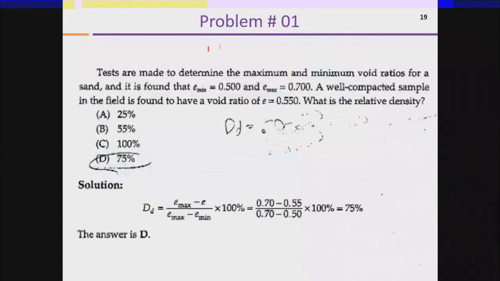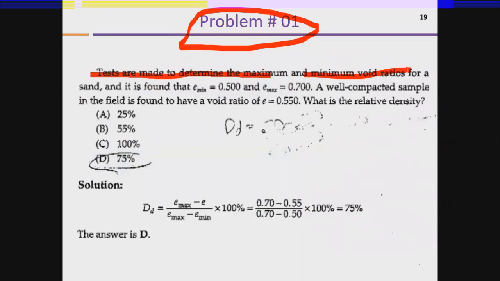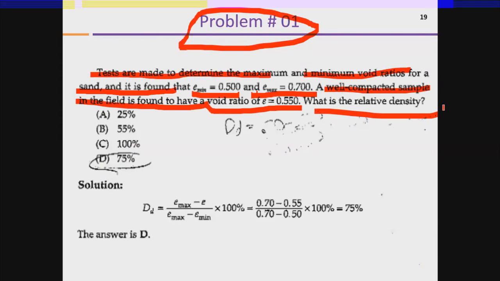Okay, sir. Let us solve different numerical problems. Tests are made to determine the maximum and minimum void ratio for a sand, and it is found that E minimum is 0.5, E maximum is 0.7. A well compacted sample in the field is found to have a void ratio E equal to 0.55. What is the relative density? We have 4 options: A 25%, B 55%, C 100%, D 75%.